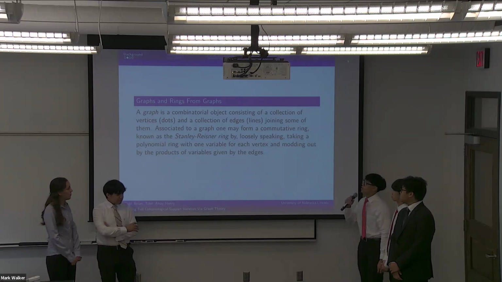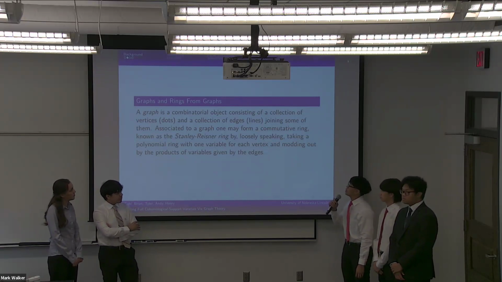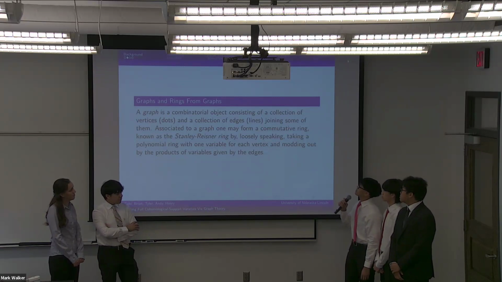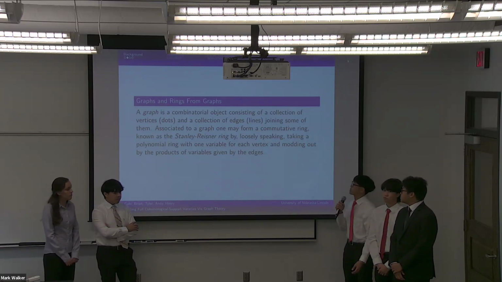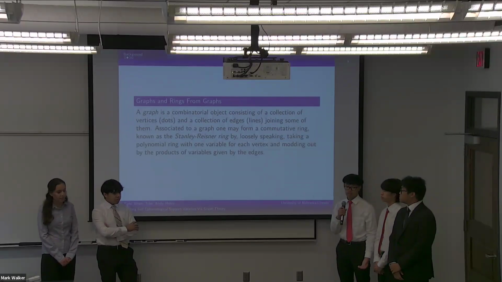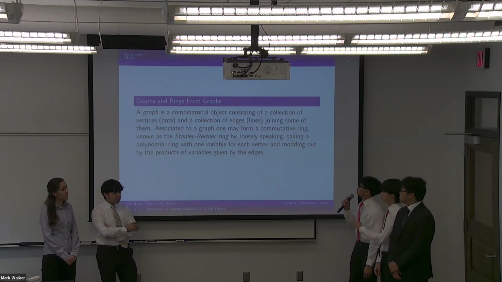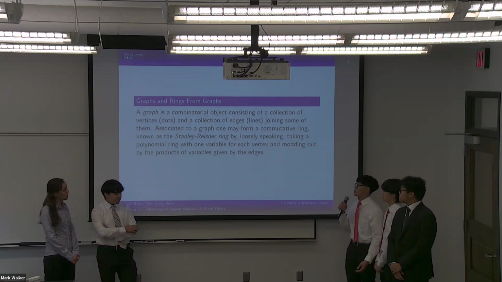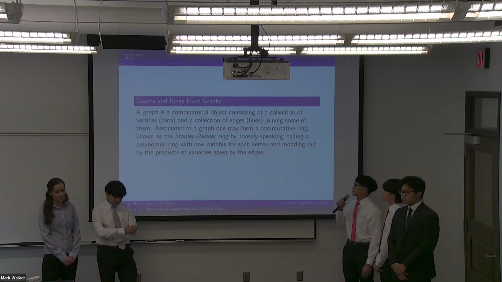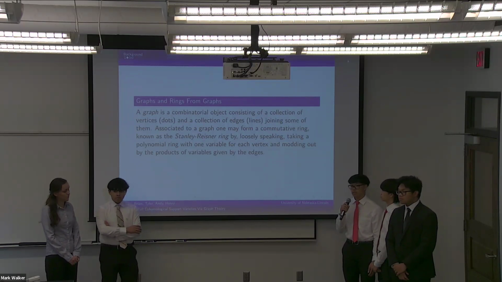Our main focus was about graphs. So to provide context, a graph is a combinatorial object consisting of a collection of vertices, which we represent in our graphs as dots, and a collection of edges, which we represent as lines joining some of them. Associated to a graph, one may form a commutative ring known as the Stanley-Reisner ring by, loosely speaking, taking a polynomial ring with one variable for each vertex and modding out by the products of variables given by the edges.